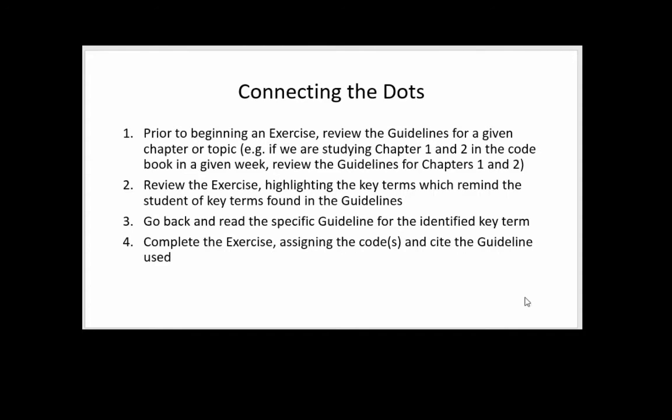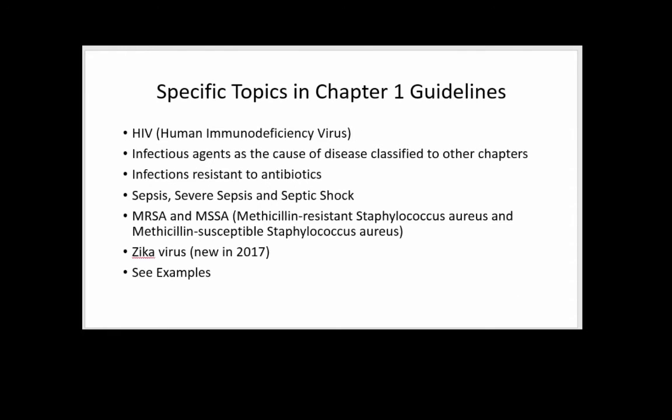So let's look. If you remember, these are the specific topics that are in the Chapter 1 guidelines. It addresses HIV, any infection agents that are a cause of disease in other chapters, infections that are resistant to antibiotics, sepsis, severe sepsis, and septic shock, MRSA and MSSA, and the Zika virus, which is new this year. Okay, so let's put that into practice here.